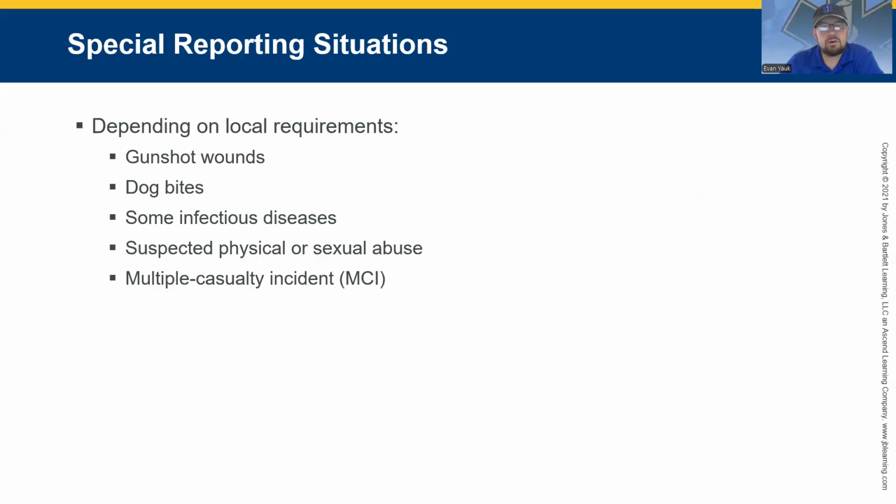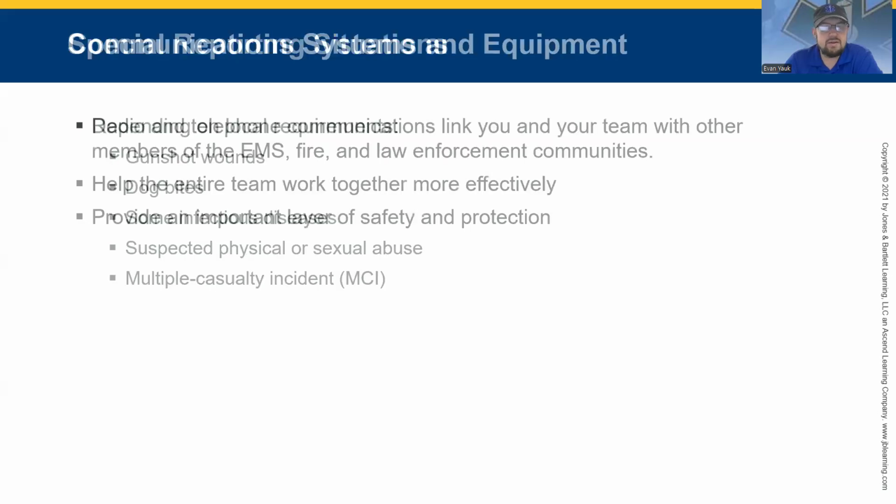So depending on local requirements, gunshots, dog bites, some infectious diseases, suspected physical or sexual abuse, multiple casualty incidents. These things need to be reported. And you'll probably have a separate incident report paperwork in your agency that you have to do for those.